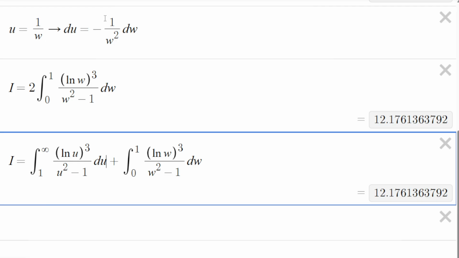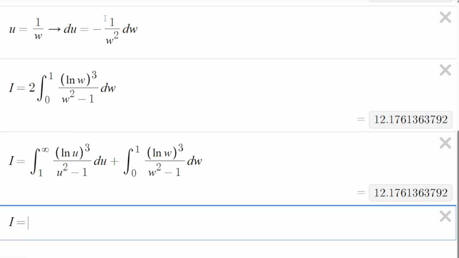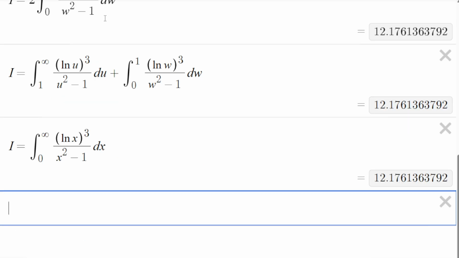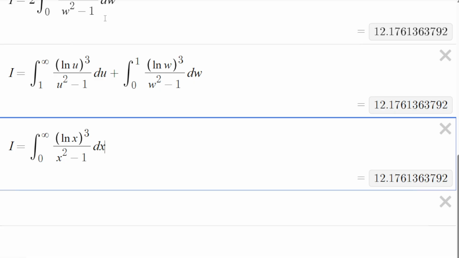And not including the dummy variable, they're the exact same integrand. So we can say now that I is equal to the integral from 0 to infinity of natural log x cubed over x squared minus 1 dx. Sorry, dx. I don't know why I put u there. All right, and now we're stuck unless we develop a formula.